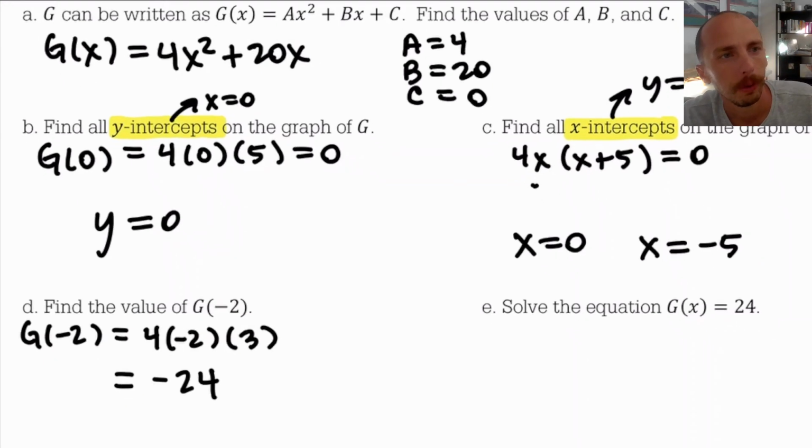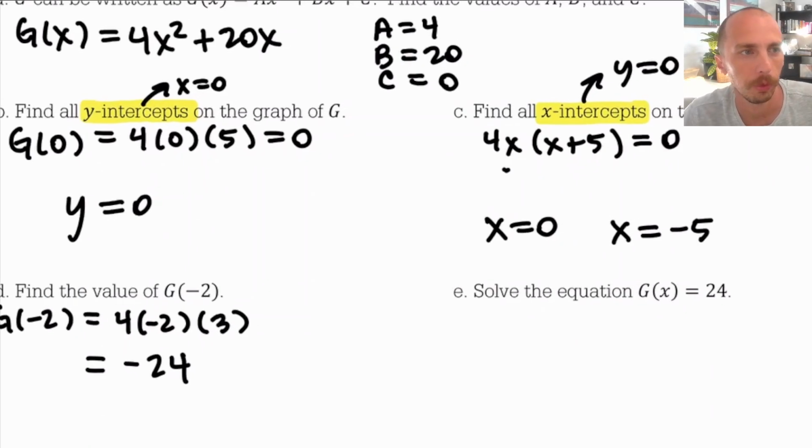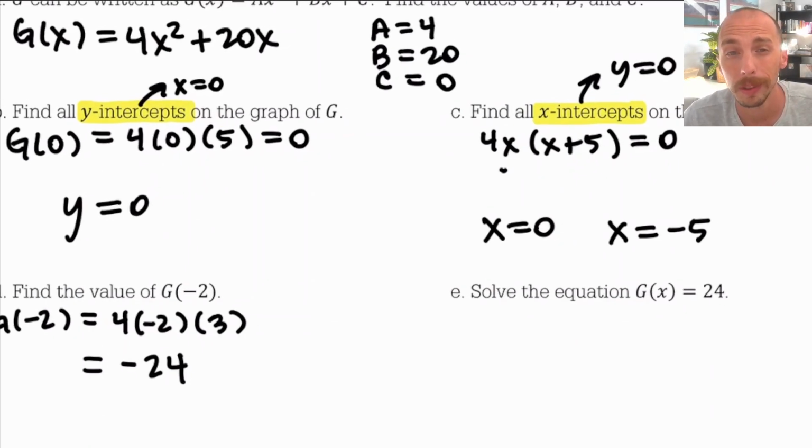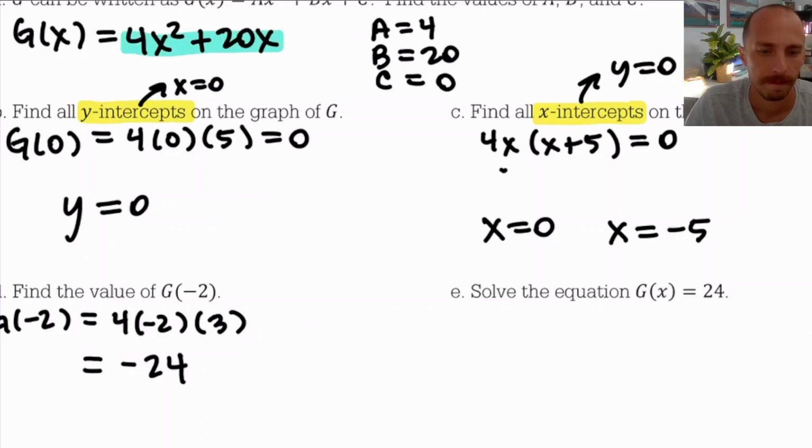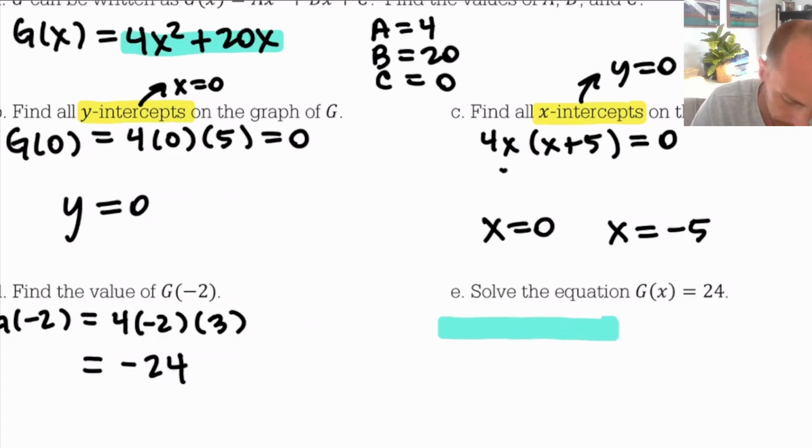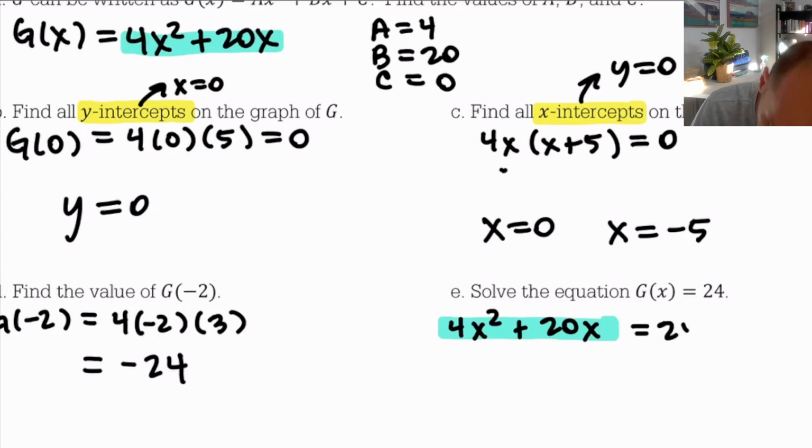And if I was going to solve the equation g of x equals 24, I would probably be best to distribute it out, then set it equal to 0 and refactor. So I'd probably be best to use the distributed version of this equation, by that I mean that 4x squared plus 20x. So I'll say 4x to the 2 plus 20 times x to the 1 is going to equal 24. Set this thing equal to 0 so I can hopefully solve.